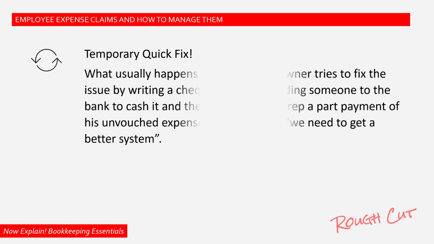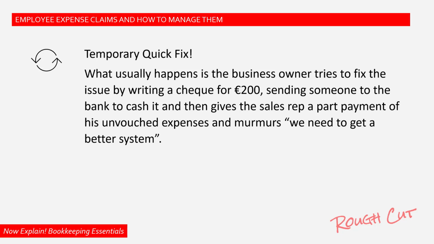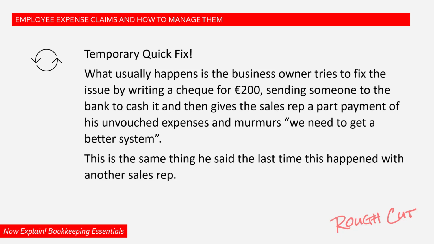Temporary quick fix. What usually happens is the business owner tries to fix the issue by writing a check for €200, sending someone to the bank to cash it, and then gives the sales rep a part payment of his unvouched expenses and murmurs, "We need to get a better system." It's the same thing he said the last time this happened with another sales rep.